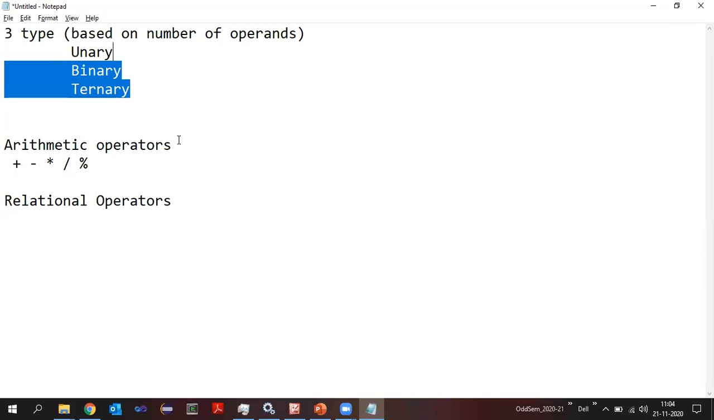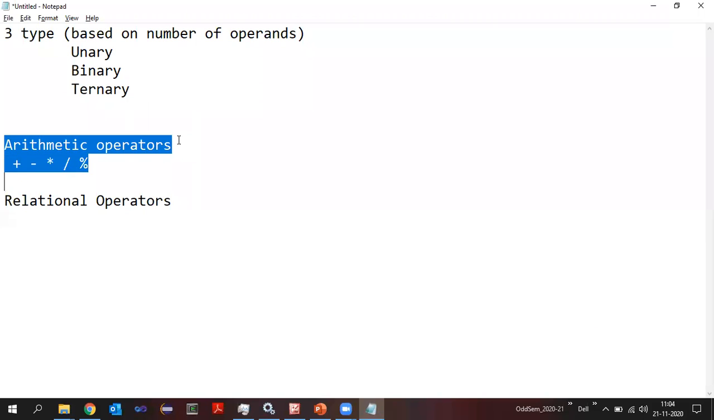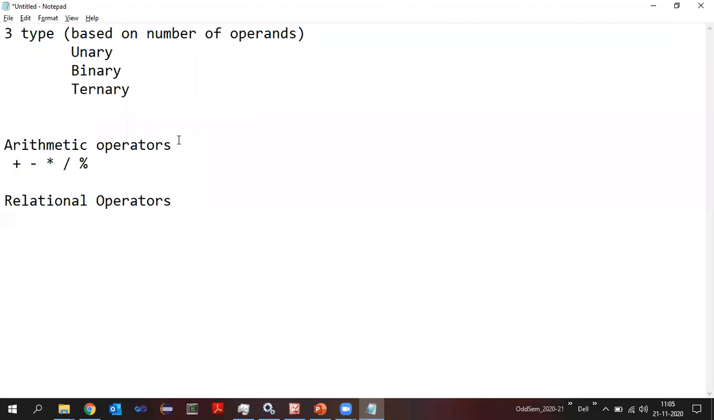How is this classification done? Based upon the number of operands required. Unary means only one operand. Binary means 2 operands. Ternary means 3 operands. Then we started with the different types of operators based upon what type of operation they perform. First we covered one type of operator, which is very simple. We call it arithmetic operators.